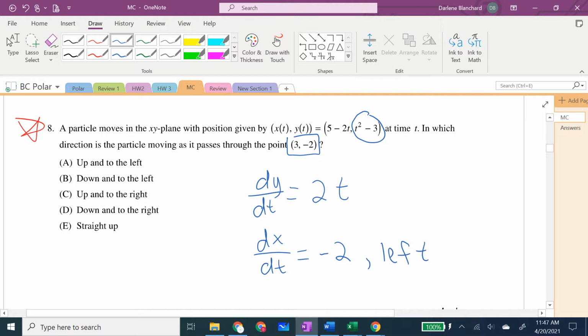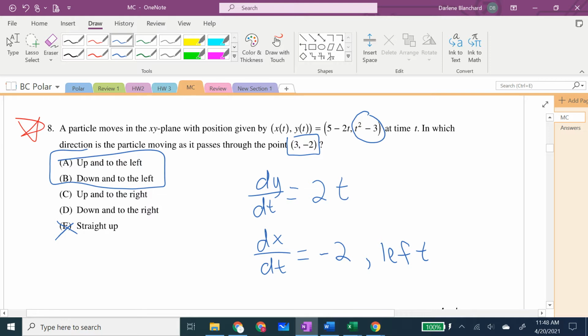This is very important for you to know about your two-dimensional motion. Your direction of motion is found through dy/dt and dx/dt. dx/dt tells you left or right. dy/dt tells you up or down. We have left. That means you're gone. It's down to these two. And, you know, if you can't figure out how to find the time, guess.